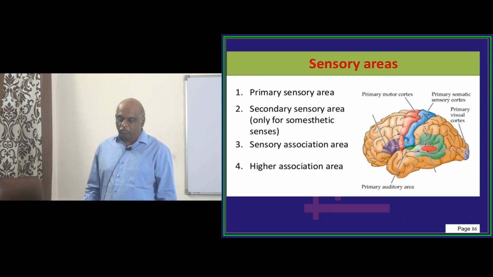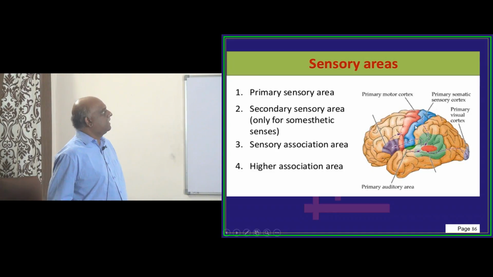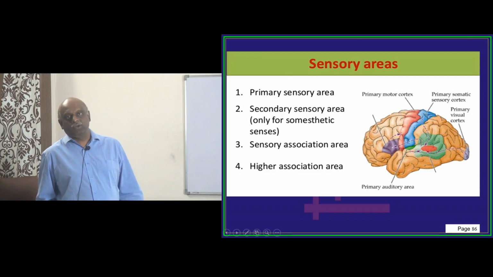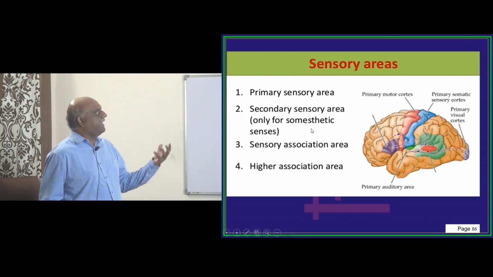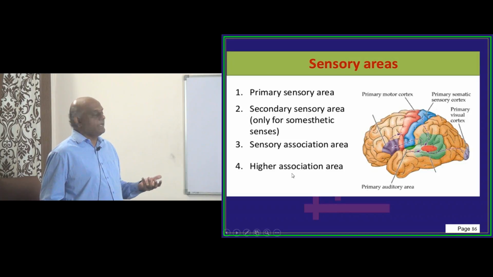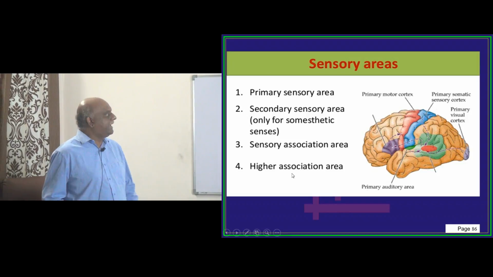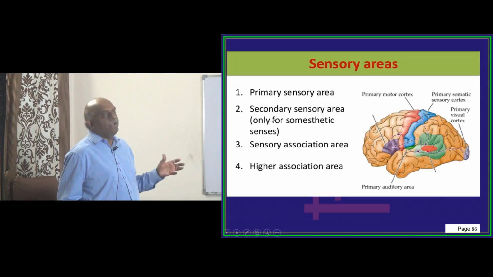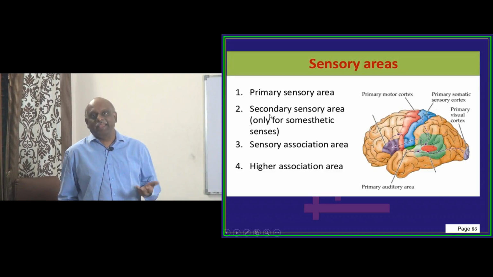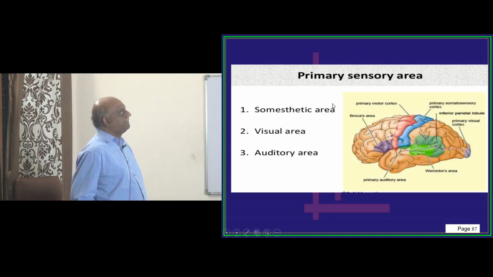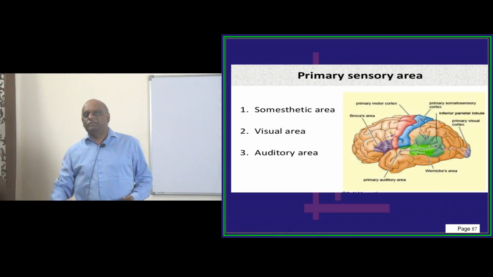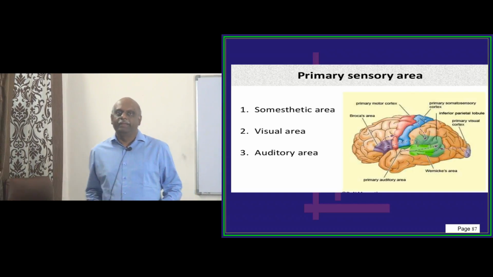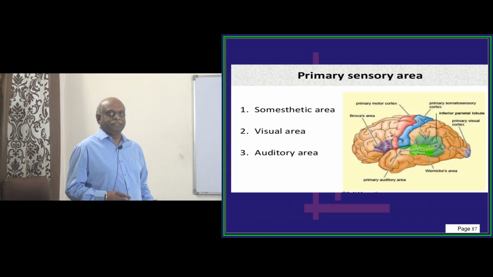Then what are the sensory areas is my next question to all of you. You have a primary sensory area, secondary sensory area, sensory association area and a higher association area. That is how you broadly divide the various sensory areas in the sensory cortex. इन चीजों के बारे में 2-3 comment you should remember, frequently asked in the exam.